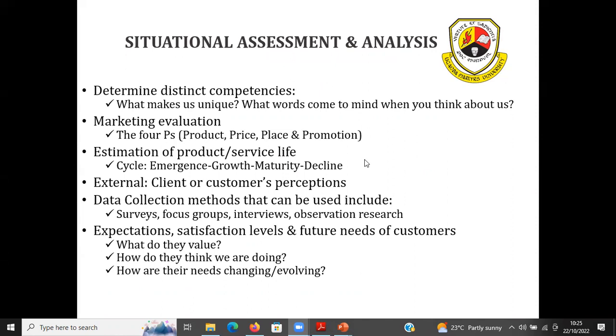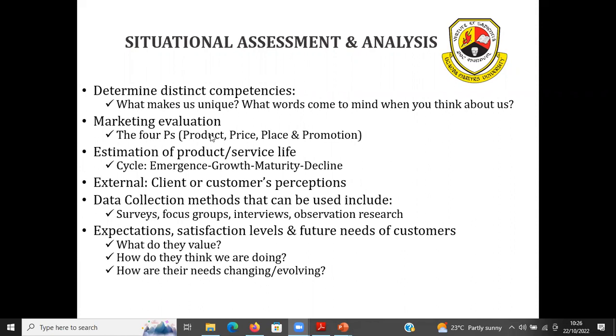Situational analysis. These are some of the guiding steps that can help you. We determine distinct competences. Where are we strongest? What makes us unique? What words come to mind when you think about us? You can then also begin to ask yourself, in terms of your ICT department, what is unique about your ICT department? What are the competences that can speak about your ICT department?